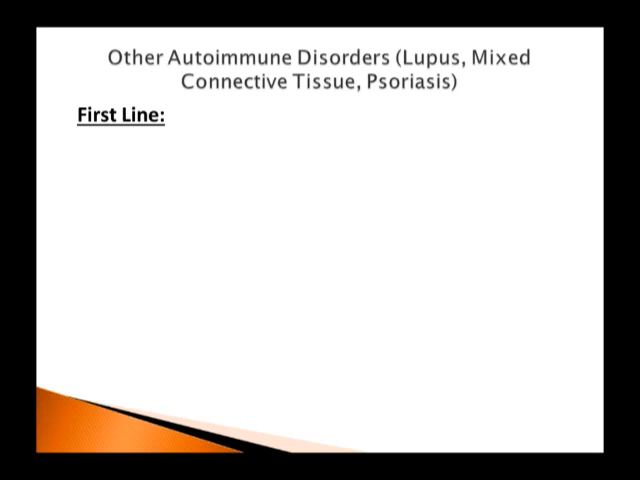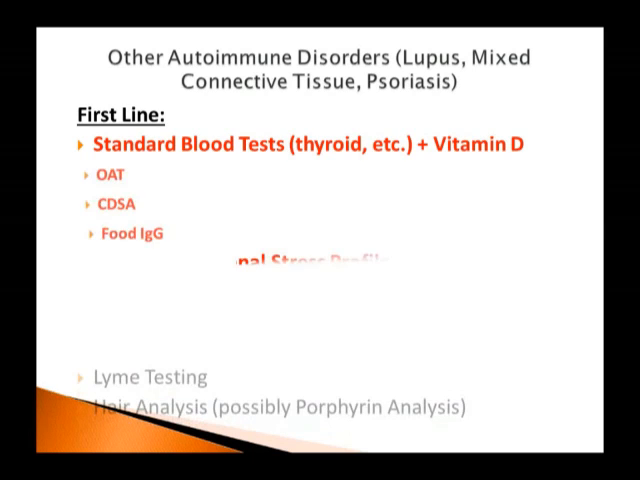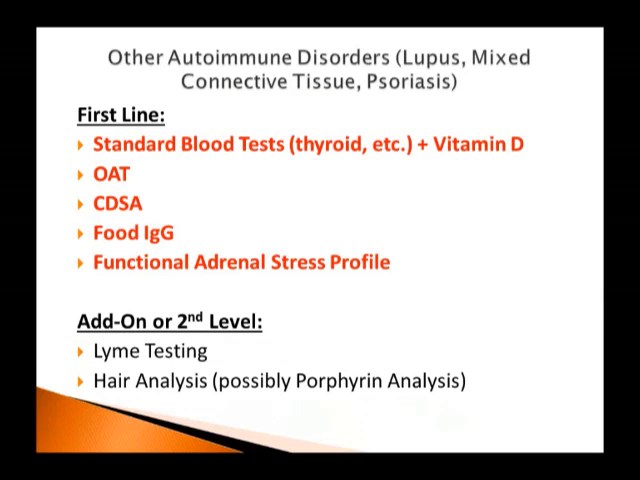Well, what about other autoimmune disorders? Mixed connective tissue, psoriasis, lupus. Well, same kind of stuff, right? I mean, just like the autism and the ADD hyperactivity, we have a very similar list. And in reality, I can't think of anything different that I would do for an individual with one of these other autoimmune disorders that I wouldn't do for somebody with rheumatoid arthritis.